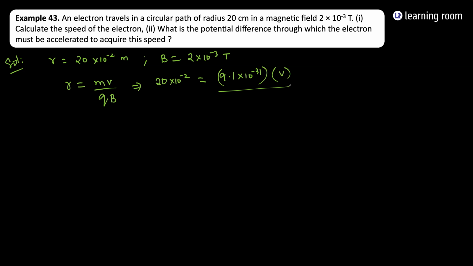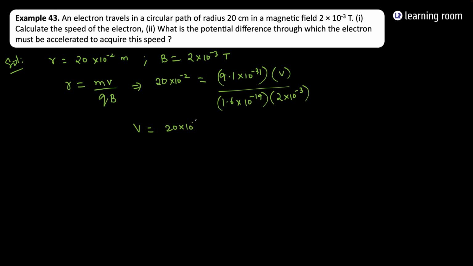The whole divided by q, which is 1.6 into 10 power minus 19, into what is the value of B? 2 into 10 power minus 3. Right. So what will be the value of B?